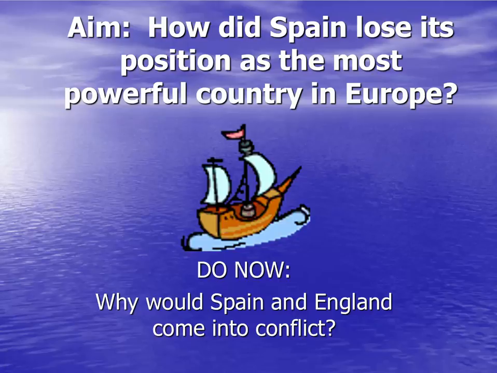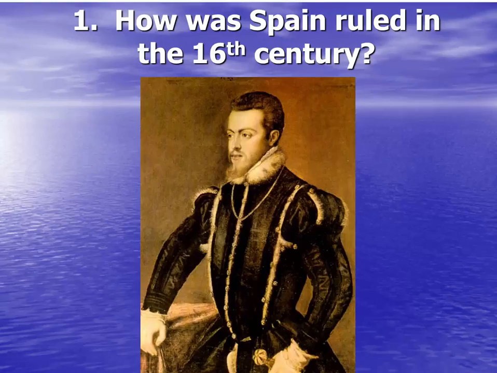All right, so today we're talking about how did Spain lose its position as the most powerful country in Europe. So this is going to be pulling a little bit from what we were talking about in class about the French Civil War and about Philip II as a ruler and his conflicts with Elizabeth and a little bit of Mary Queen of Scots. So first question is, how was Spain ruled in the 16th century?